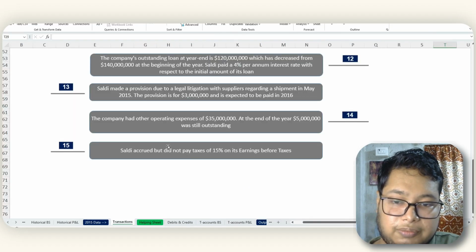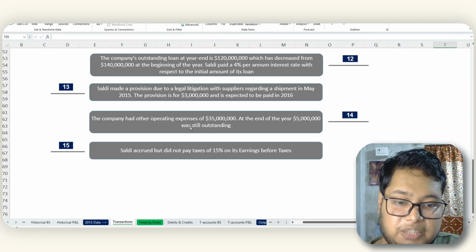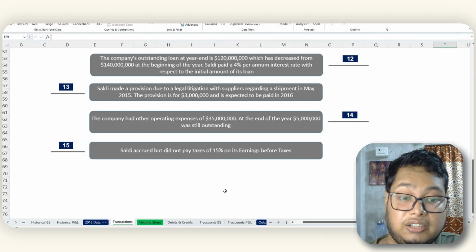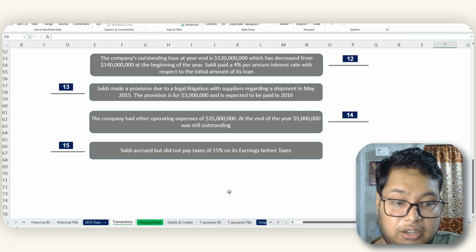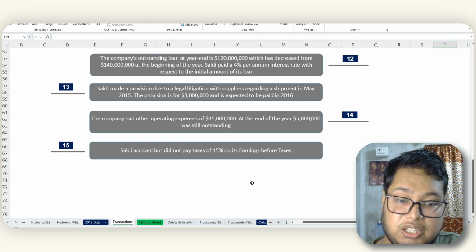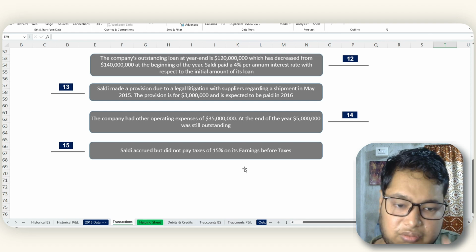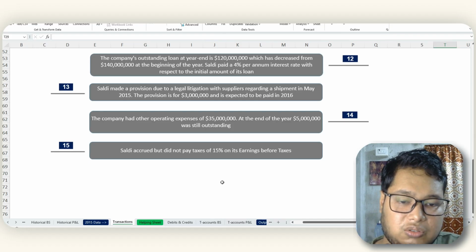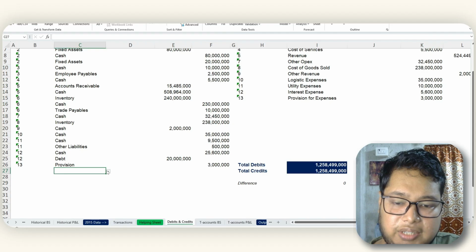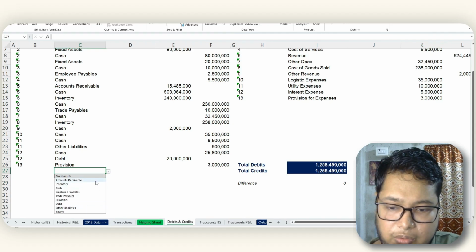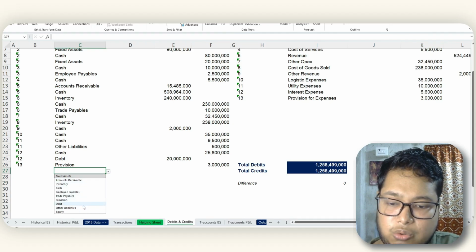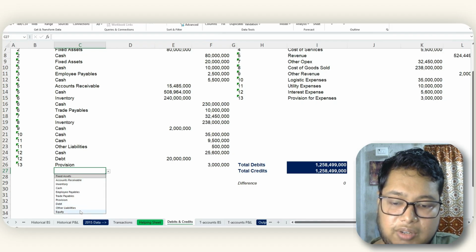Oh, we have come too far. The company had other operating expense of $35 million at the end of the year. 5 million was still outstanding. So still outstanding means we have some payables as well, some operating expenses. But do we have any other operating expense payable? No. We have only employee payables, state payables, provision, and we have already used the debt just now. So obviously, why would we use debt here? So it will go to other liabilities only, right?